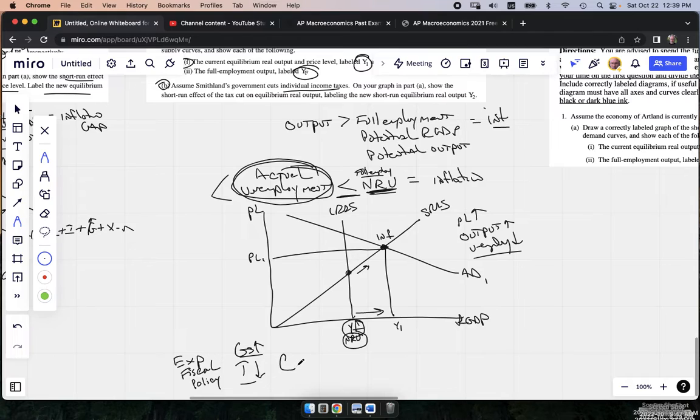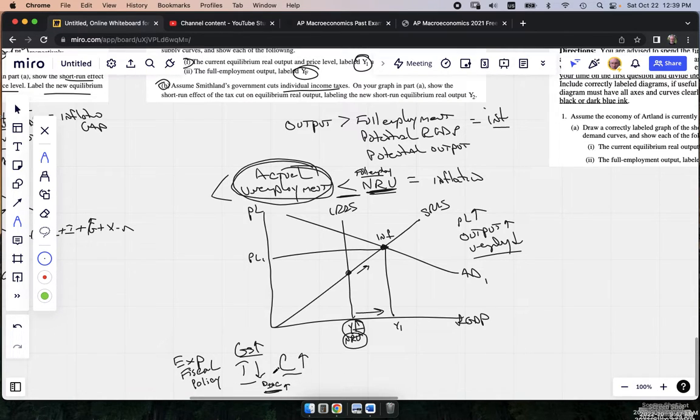I know consumption is going to increase. If government spending goes up, all of that money is going to flow out into the economy, become somebody's income, and they start spending it. If taxes go down, well, what do you think happens to people's disposable incomes? If they're paying less taxes, don't they have more disposable income?